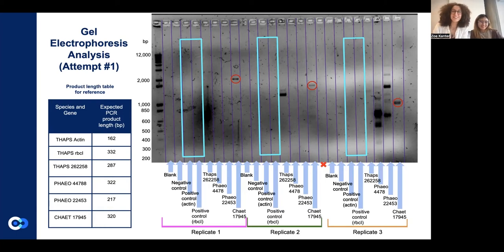Anyways, so after we did this, we decided we needed to rerun our PCR and gel electrophoresis to see if we could get better results.